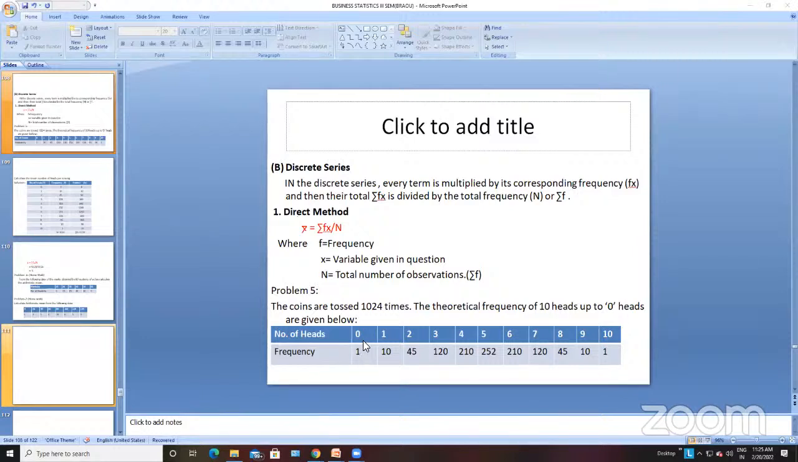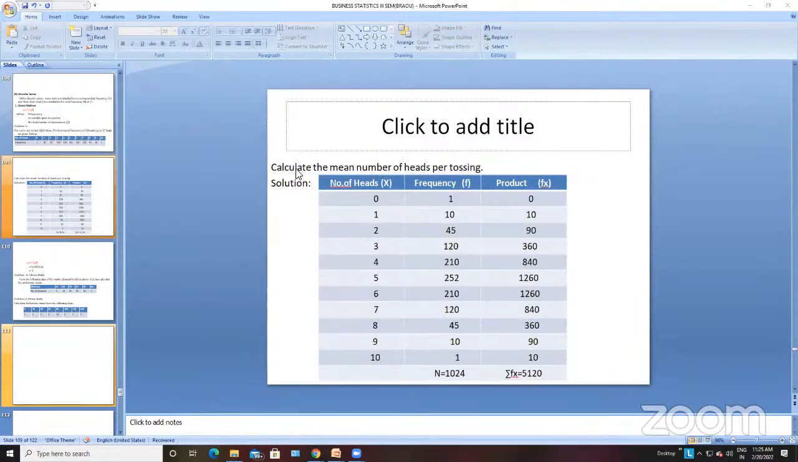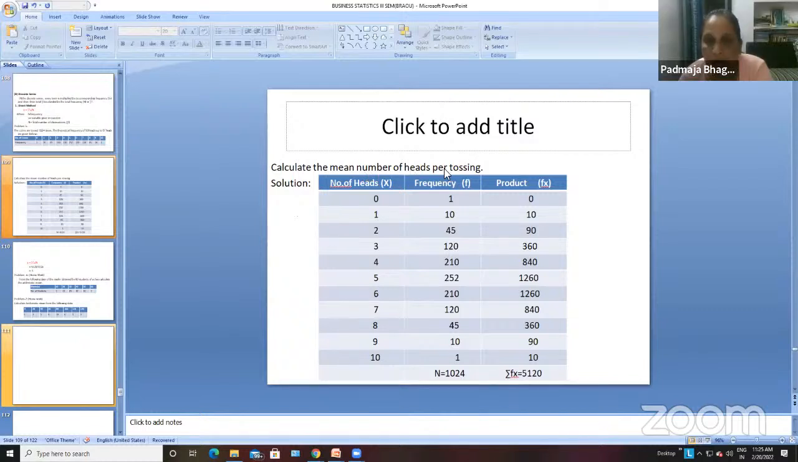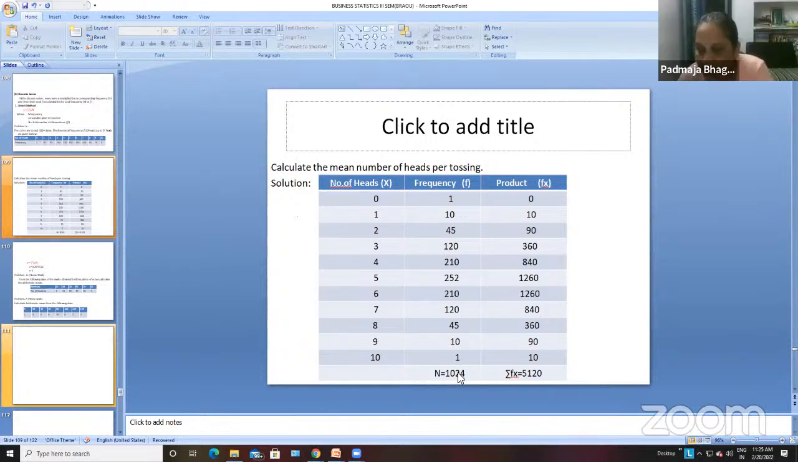Okay, ma'am. Screenshot taken. Now, calculation of the mean number of heads. Here, this is the number of heads it's given. X is given. F also given. How many total did they give? How many times it tossed? 1024 times. Yes, in the question itself, he has given.